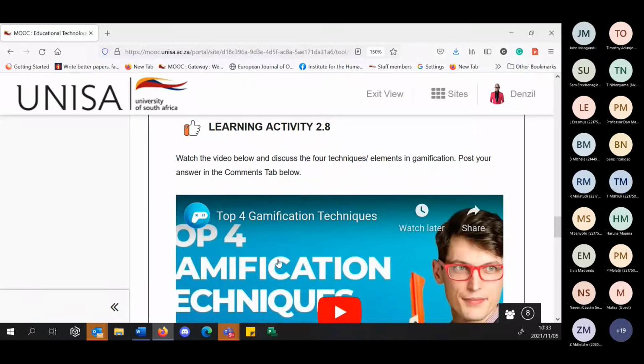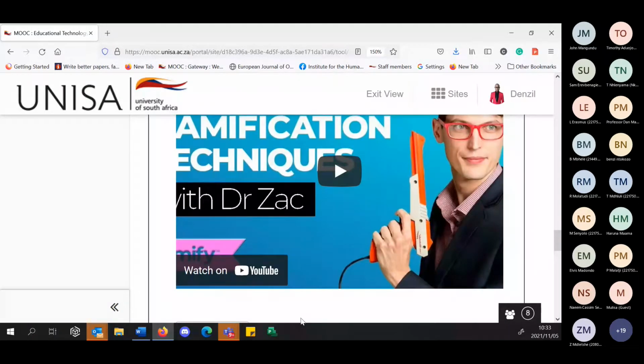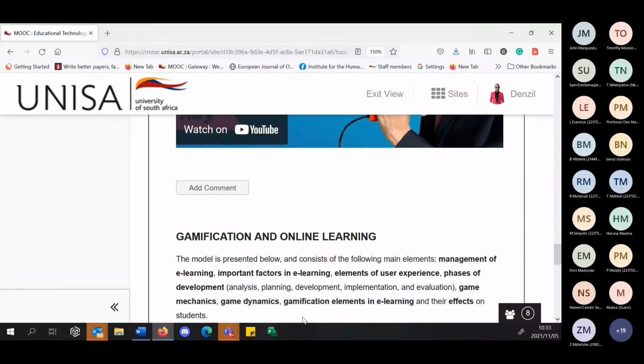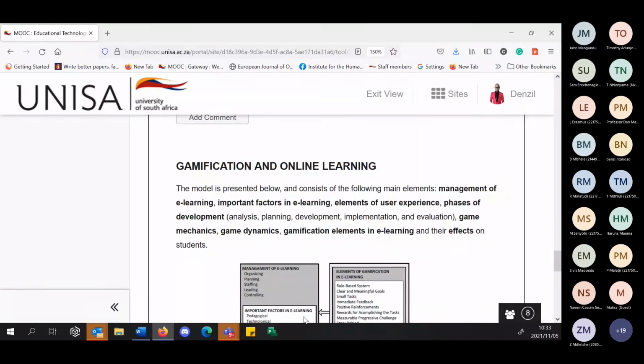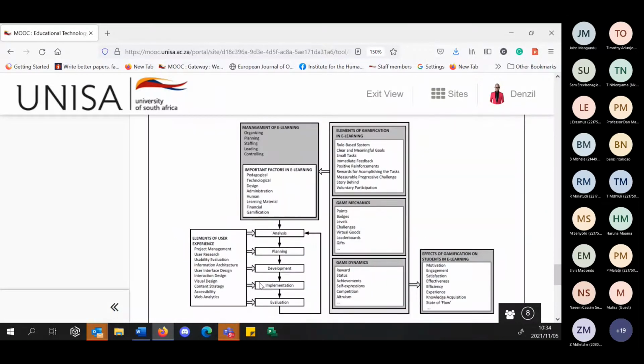Then the next video: watch this video on four techniques and elements in gamification. And here it talks about the gratification of gaming, the gaming techniques, and what can be used, right? Then, colleagues, gamification in online learning. This is the model being proposed by the colleagues in the reading that you have. The main elements are management of e-learning, important factors in e-learning, elements of user experience, phases of development (analysis, planning, development, implementation, evaluation), game mechanics, game dynamics, and game elements in e-learning and their effects on the students. So we look at these and how they fit in: the analysis, planning, development, implementation, and evaluation.